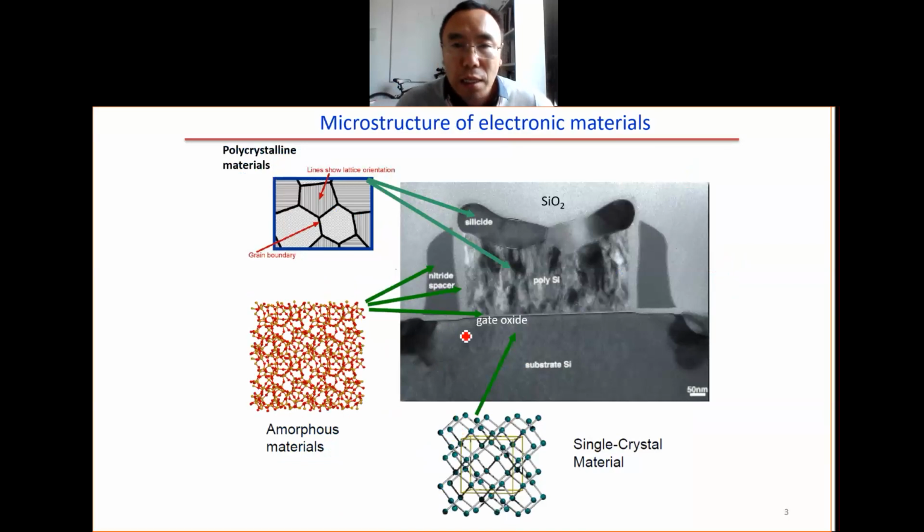So here is the MOSFET we have talked about. We have the single crystal silicon substrate. The natural spacer is amorphous silicon, and this one is the amorphous nitride. The gate oxide is also amorphous, and for the silicide we have titanium silicide, and also polycrystal silicon. This is the polycrystalline.